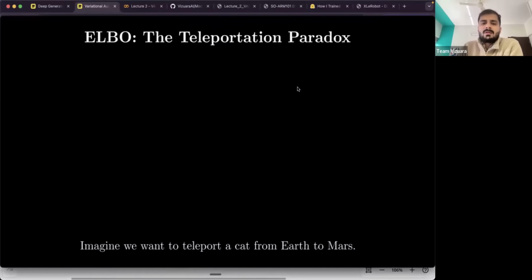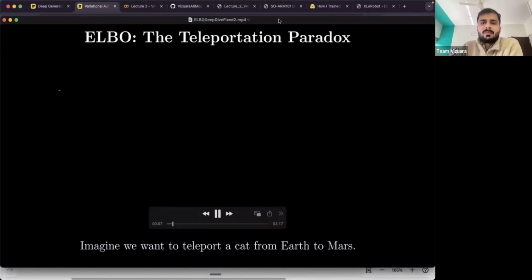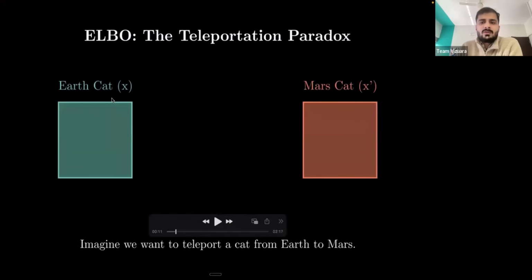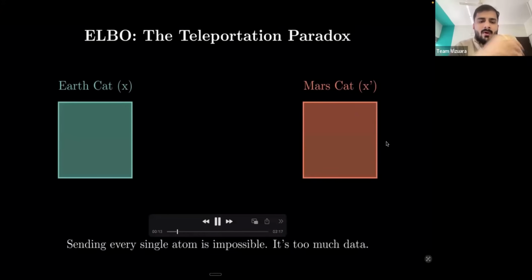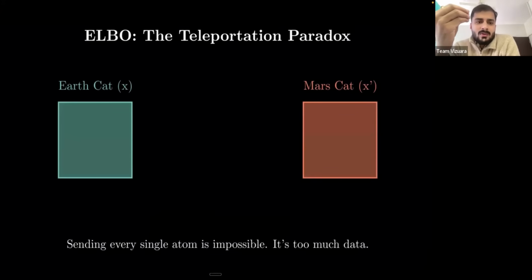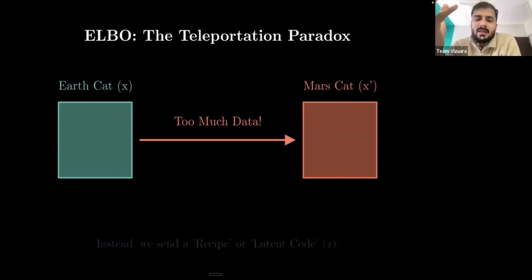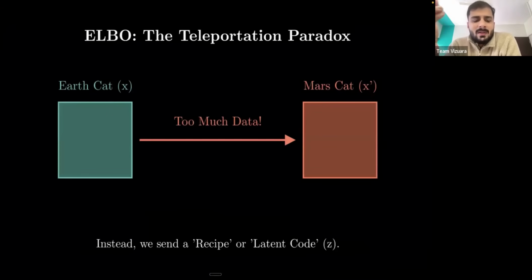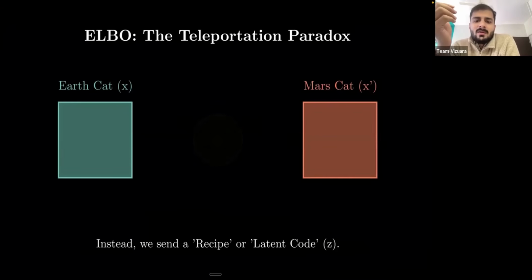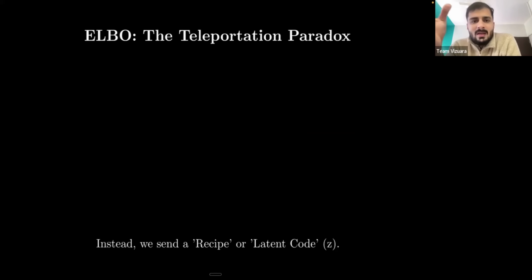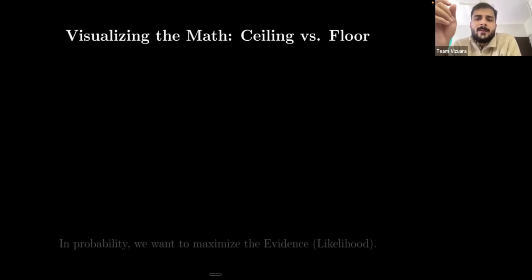Okay, so the objective that we start off with here is that imagine we want to teleport a cat from Earth to Mars. So this is the Earth cat and this is the Mars cat. We want to send the cat from Earth to Mars, but you cannot send every single atom. It is too much data. So we create a latent recipe, which is also called the secret recipe or the latent code for this, which is denoted as Z. And then we send that latent code to Mars and then we decode it. That is our problem statement.